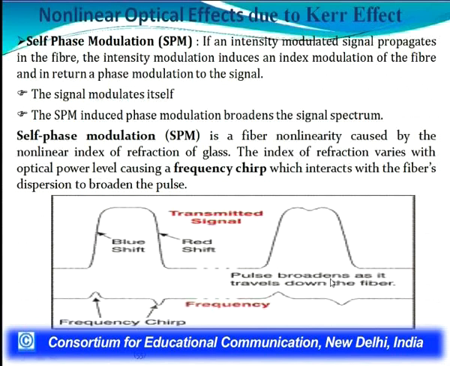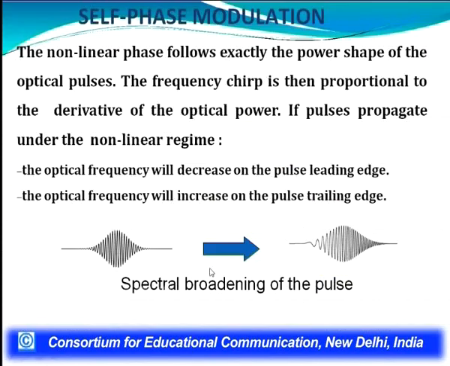The signal modulates itself, and the SPM induced phase modulation broadens the signal spectrum. Here we see there is a blue shift and a red shift in the transmitted signal. When self phase modulation takes place, the pulse broadens as it travels down the fiber, and these are the frequency chirps. Now we see that in self phase modulation the non-linear phase follows exactly the power shape of the optical pulse. You see in the diagram that this is the input and this is the output when it has passed through self phase modulation.